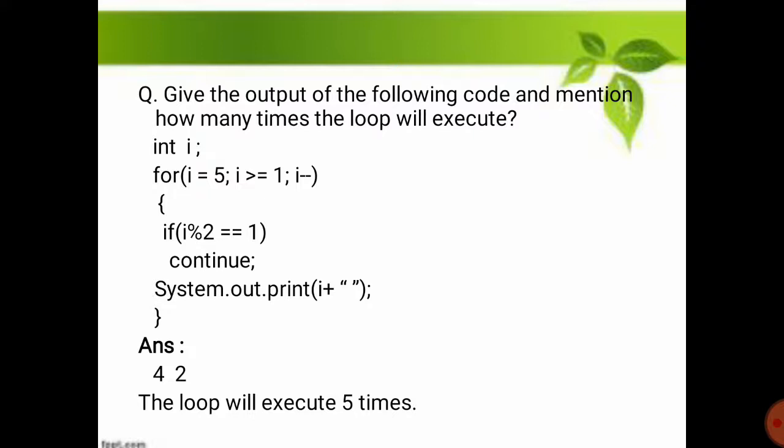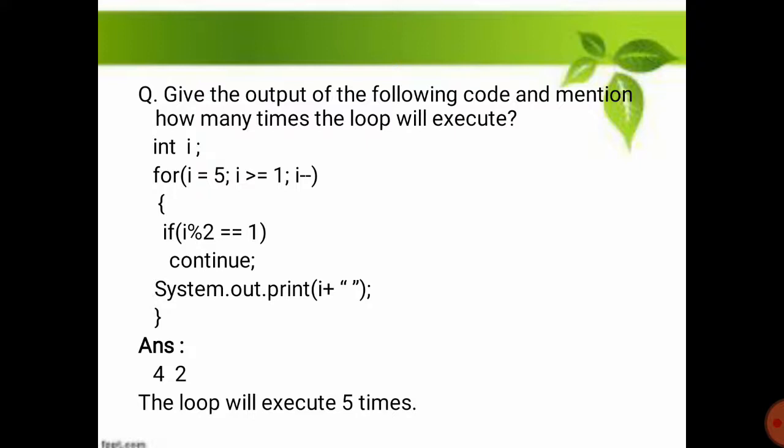2. So 2 is greater than 1. The test condition is again true. So it comes inside the loop. If 2 remainder 2 is equal to 1? No, this time the condition is false, it is 0. So the continue statement is not executed and it prints the value of 2. Now the fifth time the value of i is equal to 1.